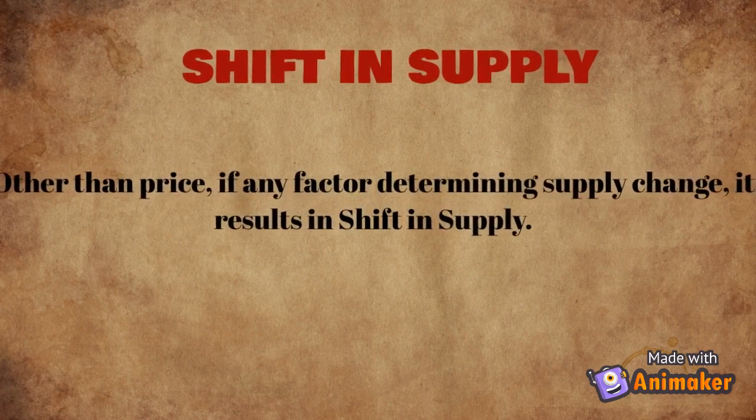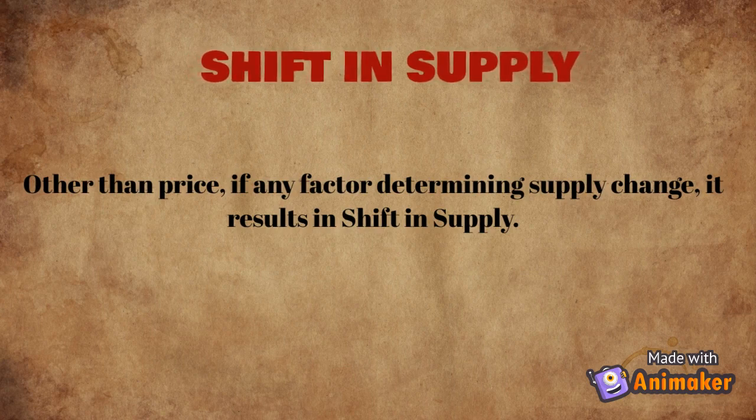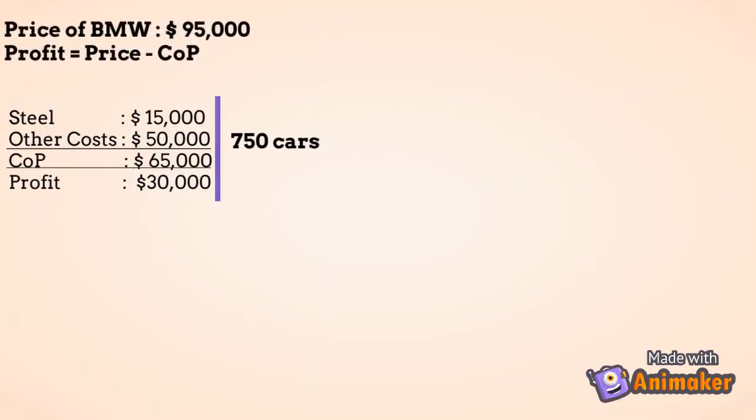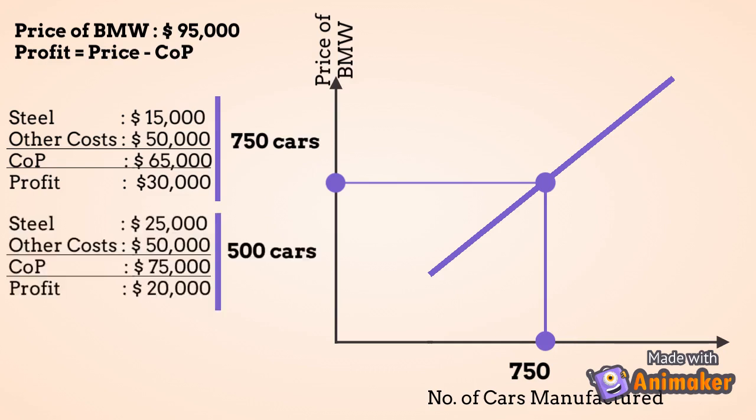Now, let us come to another important concept, shift in supply. If any of the factors affecting supply, except for price, change, the supply curve shifts to the right or left depending on the change. Let's take an example. One of the factors discussed was cost of production. Say we have an initial supply curve for a BMW car. Now imagine that the price of steel, an important ingredient in manufacturing cars, rises so that producing a car becomes more expensive. Thus, firms will profit less per car, so they are motivated to make fewer cars at a given price, decreasing the quantity supplied.